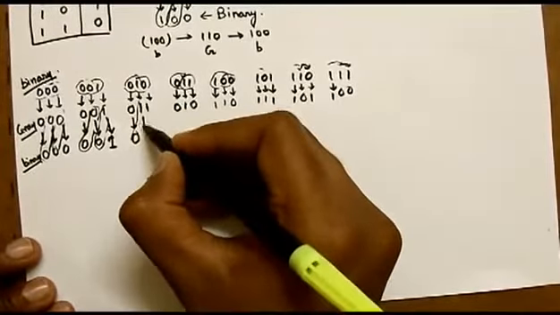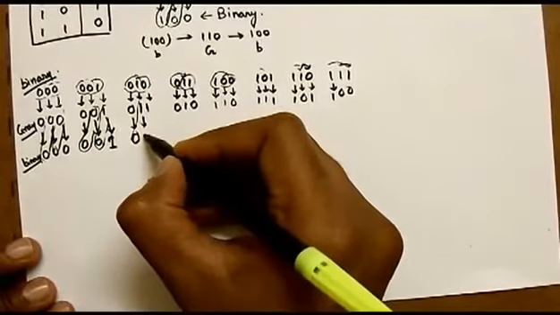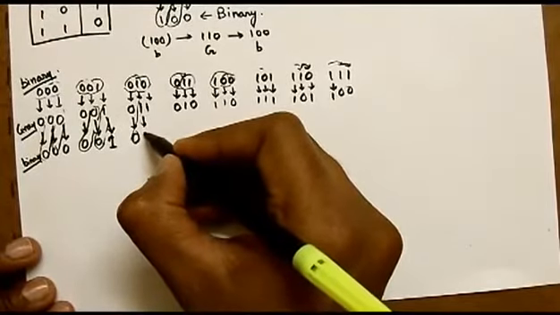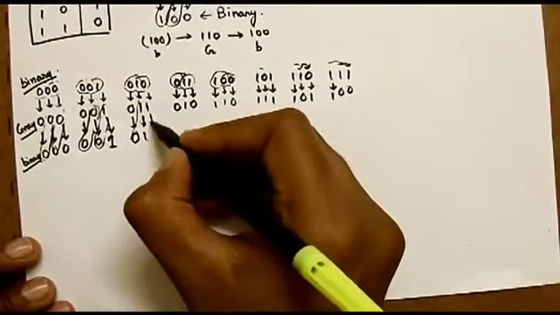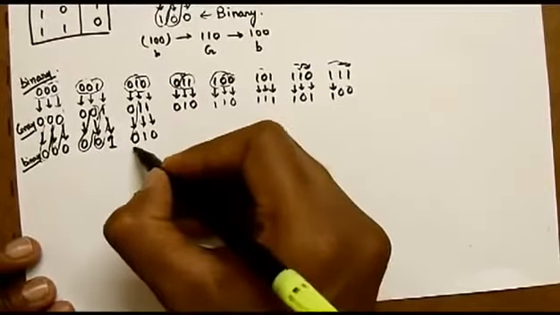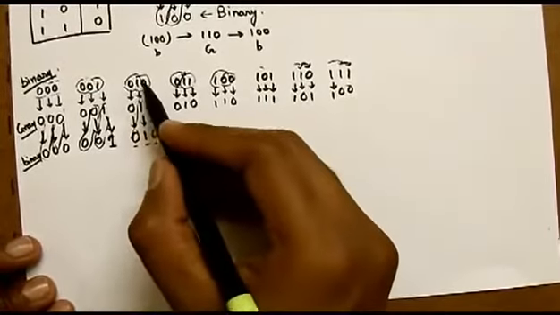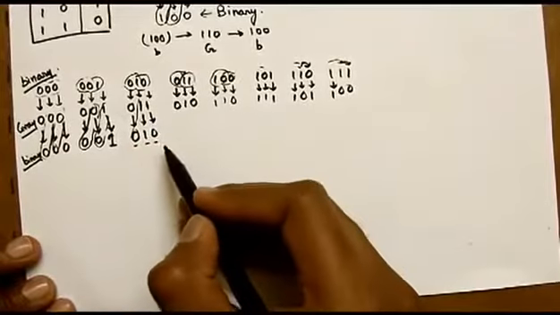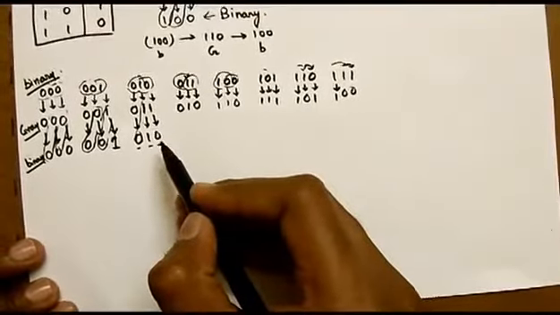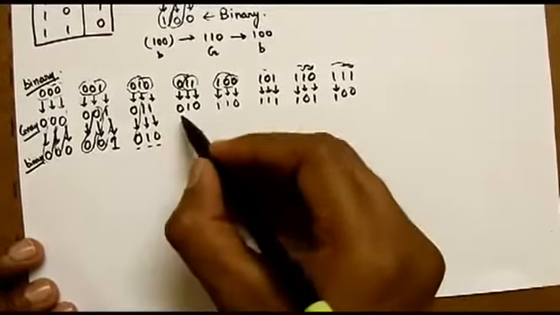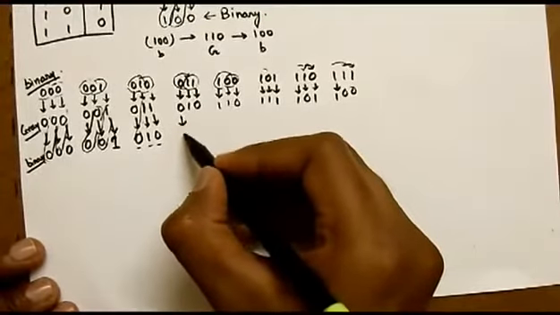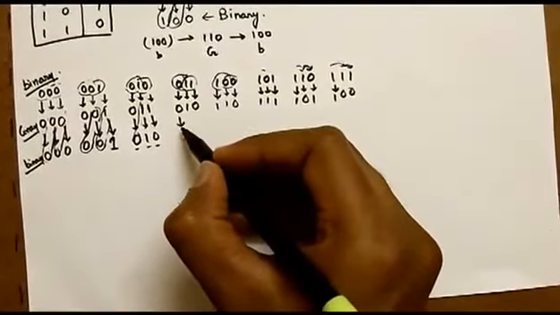0 and 1 XOR, it is 1. 1 and 1 XOR is 0. You can see we are getting the equivalent binary code again. When we are converting from gray to binary, we are getting back the equivalent binary code again. So that is a good verification procedure.